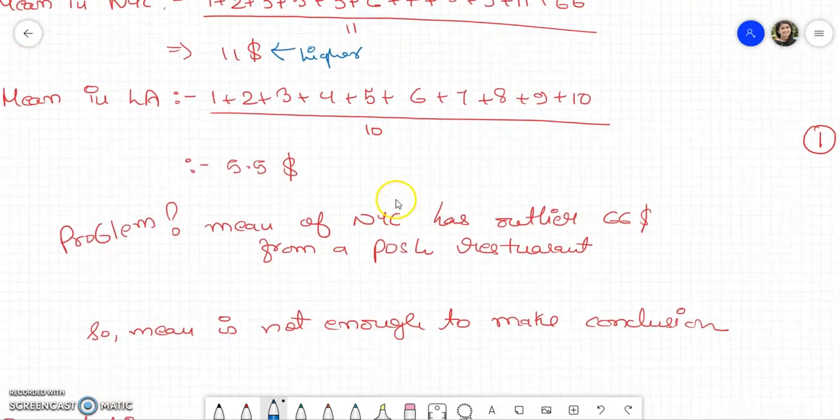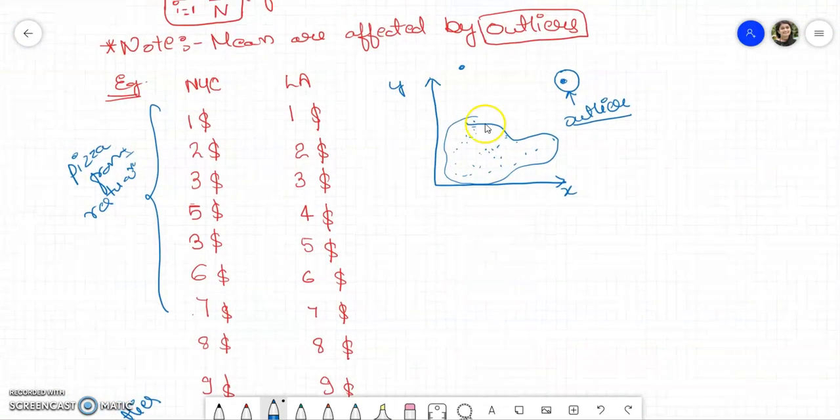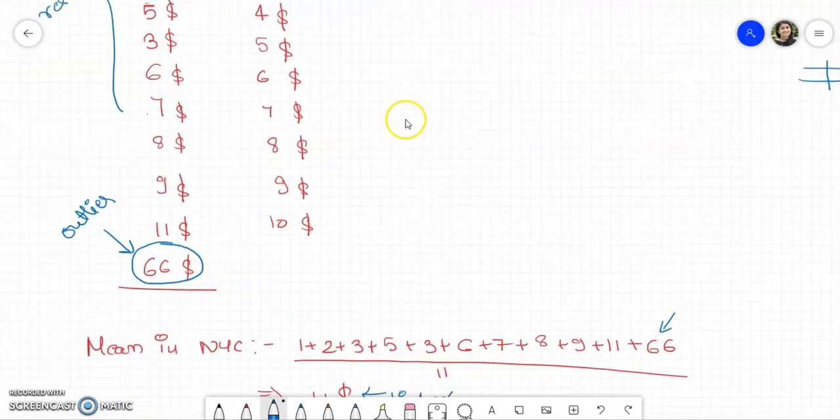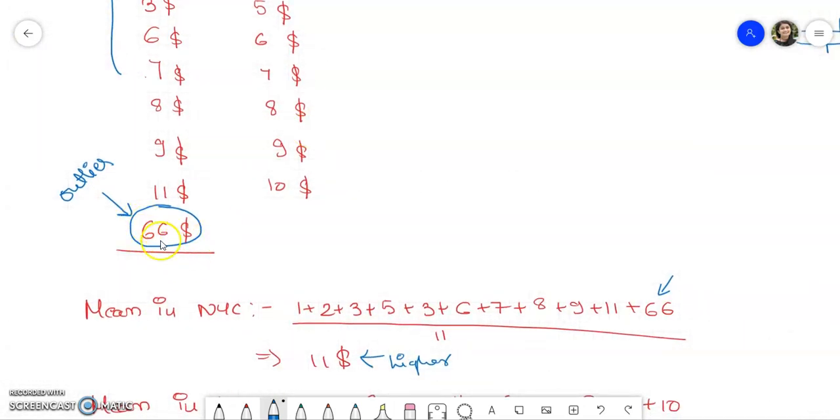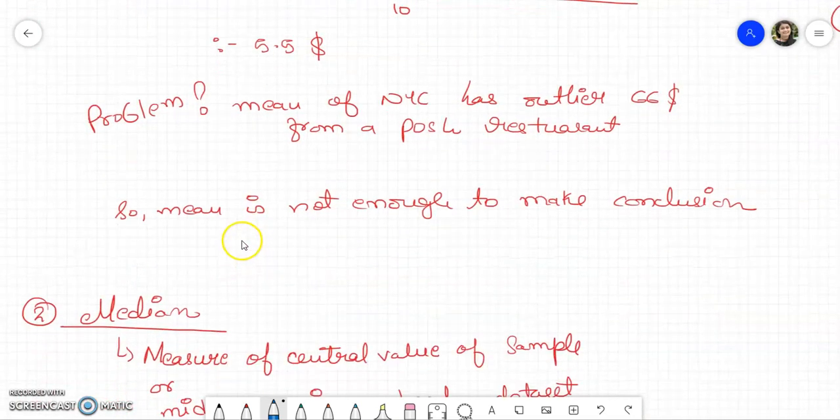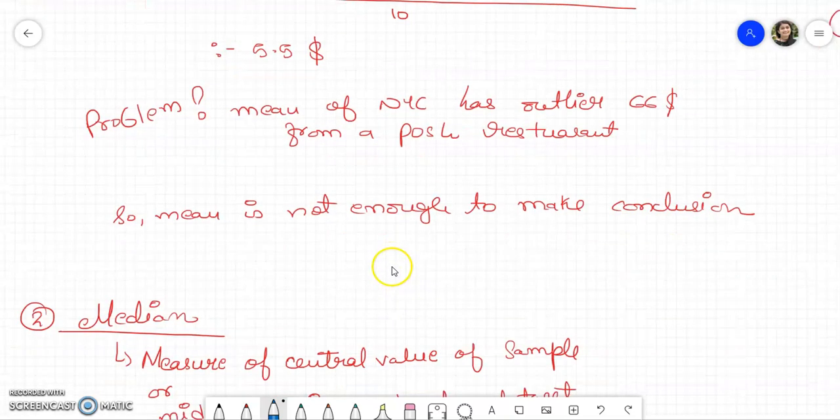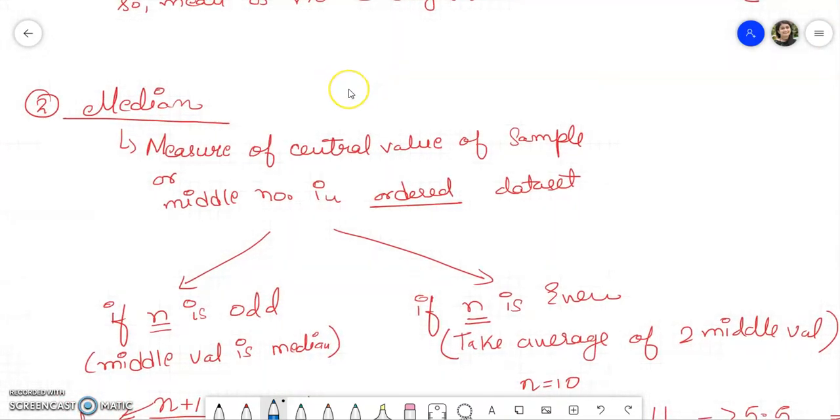So the problem here, I was talking about this thing, right? The mean is affected by outliers. Here we have the outlier 66, and because of this outlier, the value of the mean has increased a lot, okay? So that's why we cannot rely on the mean. It will not give you an accurate prediction or accurate conclusion about the data. So in that case, what we can do is go for another measure that is called the median.